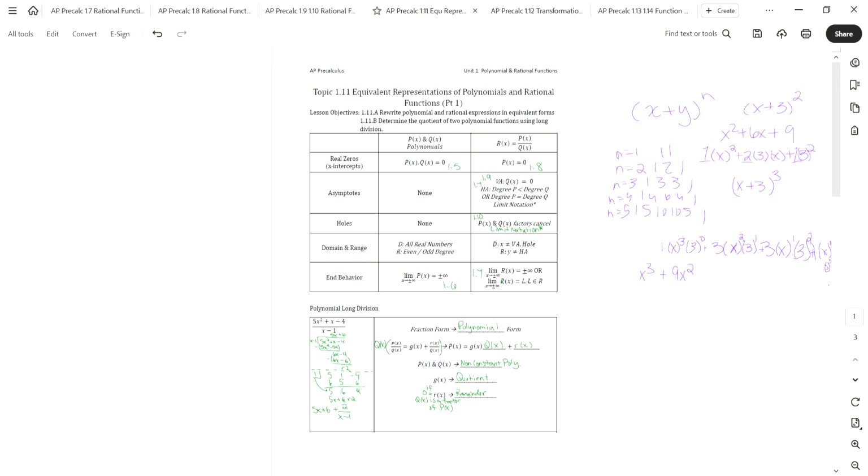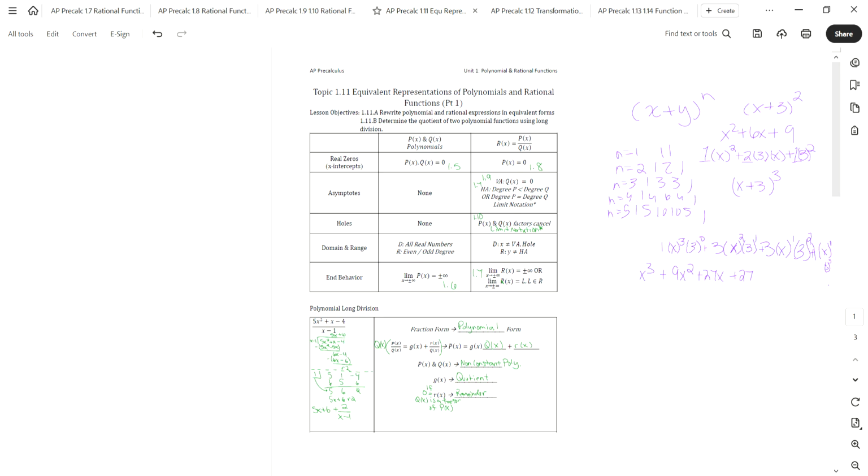What is that next term going to be? It is 27. And then what is the last term going to be? Good. X to the third, x squared, x to the 0. This is the binomial theorem. So this is x plus 3 to the third.